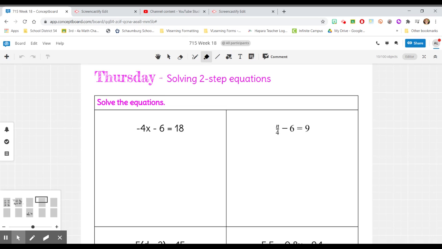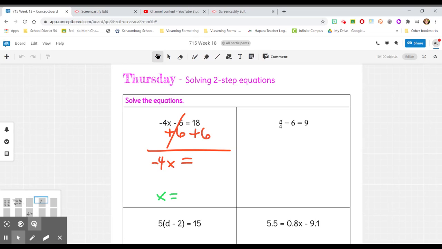Negative 4x minus 6 equals 18. The first step is to get rid of the negative 6 by adding 6 to both sides. Doing that means I'm bringing down my negative 4x and setting it equal to 24.